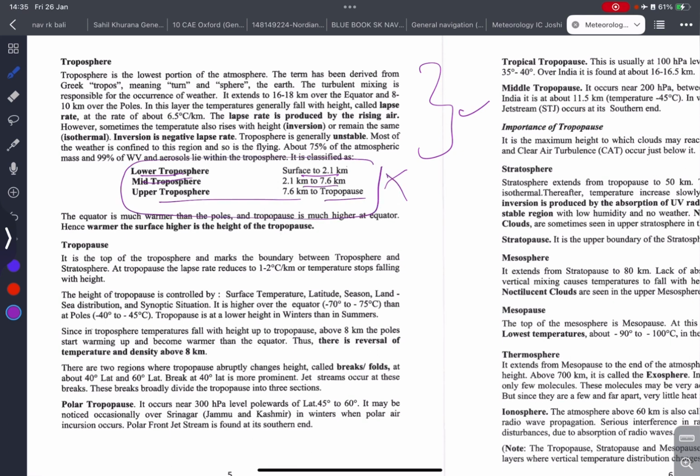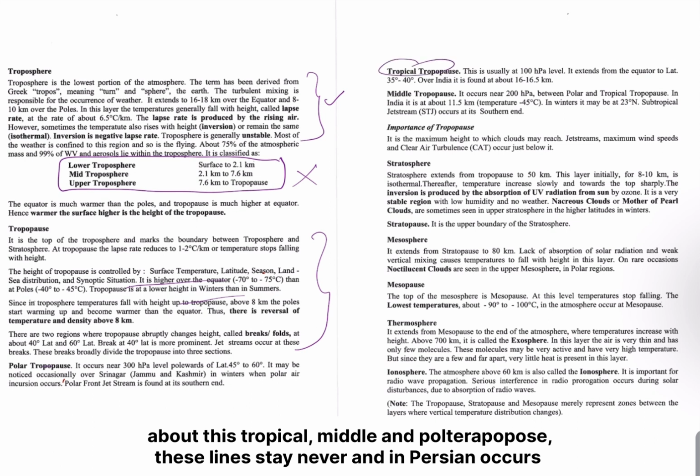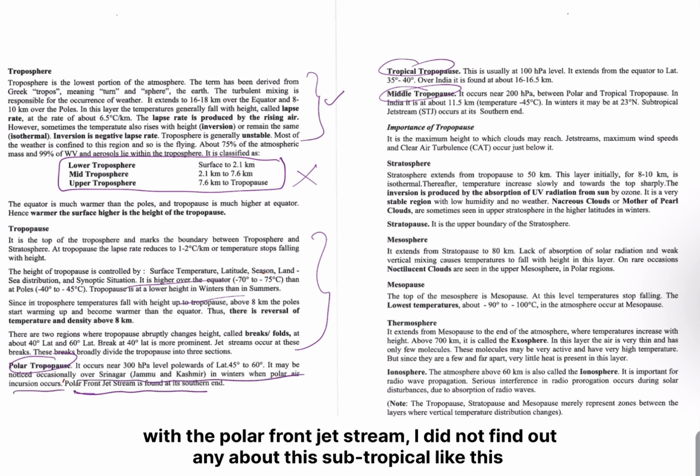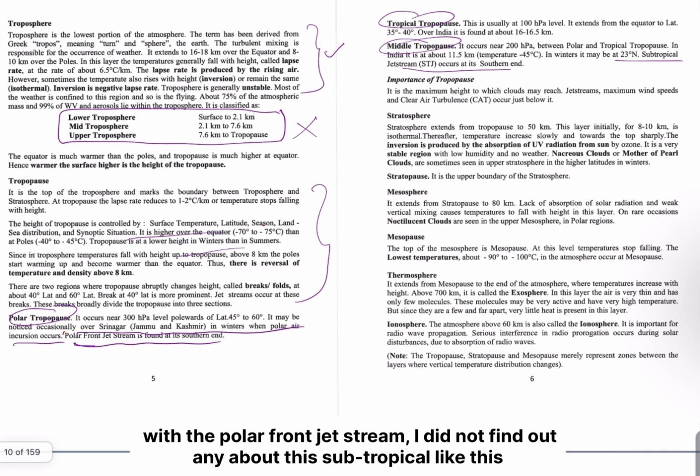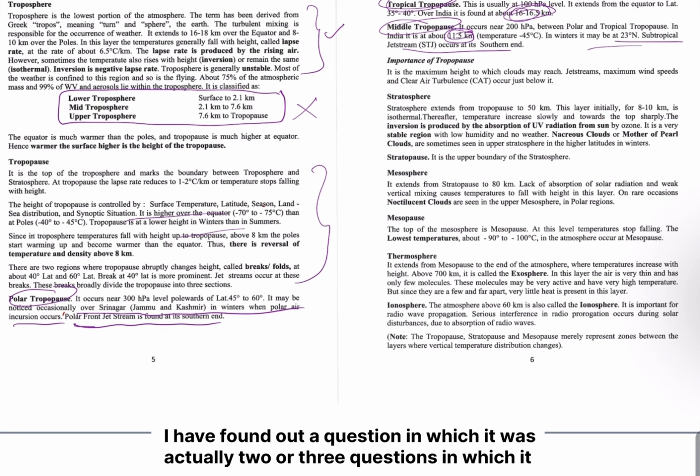And then I couldn't find any question asking me the lower, mid, and upper troposphere heights. This paragraph is again very important, they can ask. But if I talk about the tropical, middle, and polar tropopause, these lines about Srinagar and incursion, polar front jet stream, I didn't find any question about the subtropical line. I found two or three questions asking tropical tropopause height and middle tropopause height. So this is important. Only one line, basically, you have to study.